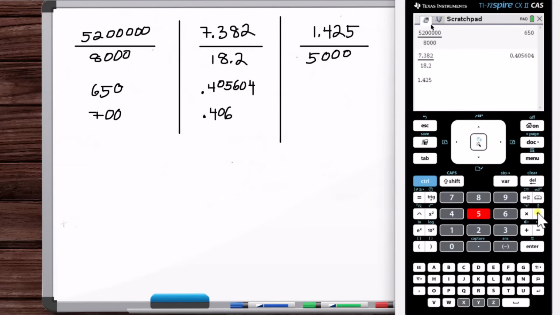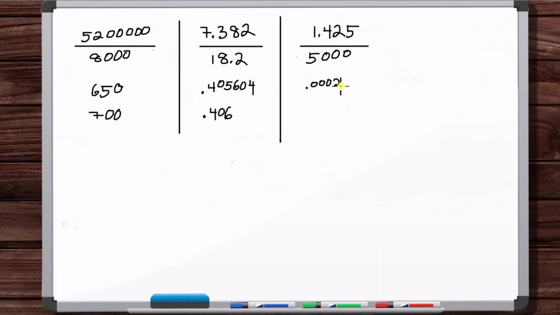Do the calculation and keep the maximum number of significant digits that your calculator can hold. 0.000285. Write them all out. Then round. Once you get the final exact answer with the maximum number of significant digits, then you round.